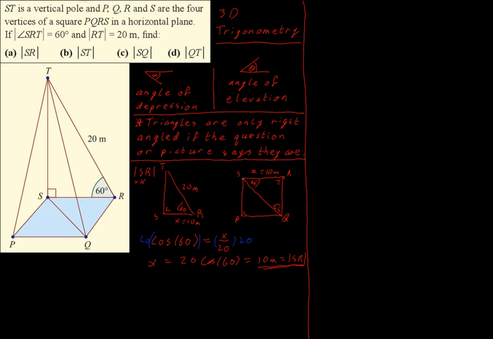So if this length SR is 10 meters, and this length is 10 meters, this length is 10 meters, and this length is 10 meters, because it is a square. I'm told that this is a square in my question.